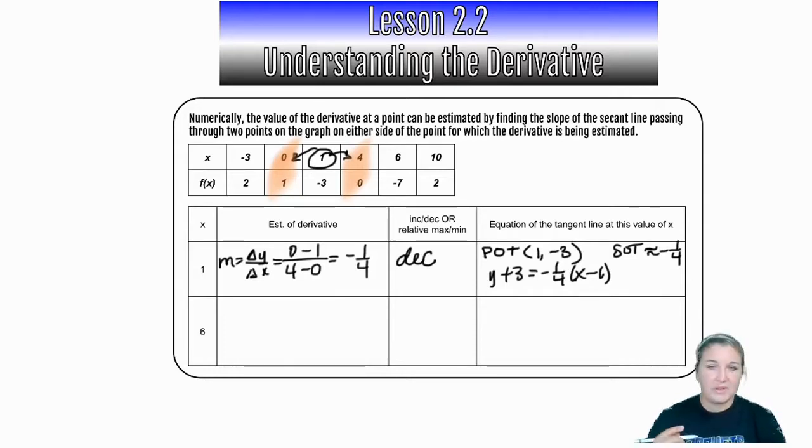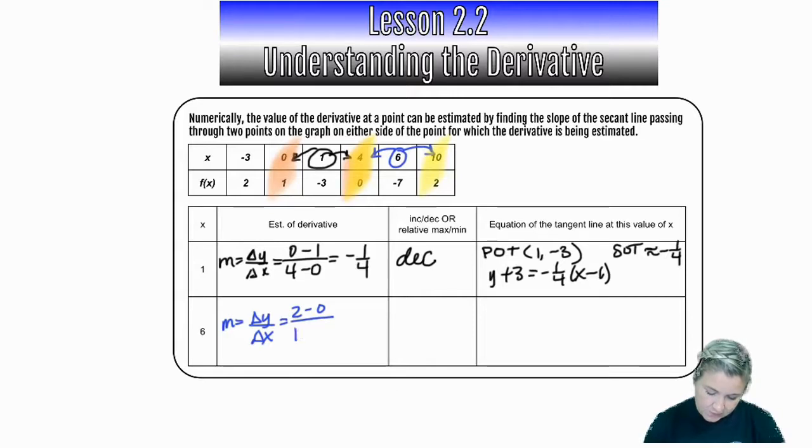The estimation of the derivative, remember, is the slope of the tangent line. So that's going to be the change in y over the change in x, and we're finding it at x equals 6. So I'm looking at this point, and I'm going to use the point to the right and to the left so that we're finding the secant line. So this time I'm going to look at these 2 points to find the slope. So I'm going to have 2 minus 0 over 10 minus 4. So that's going to be 2 over 6, which is a positive 1/3.